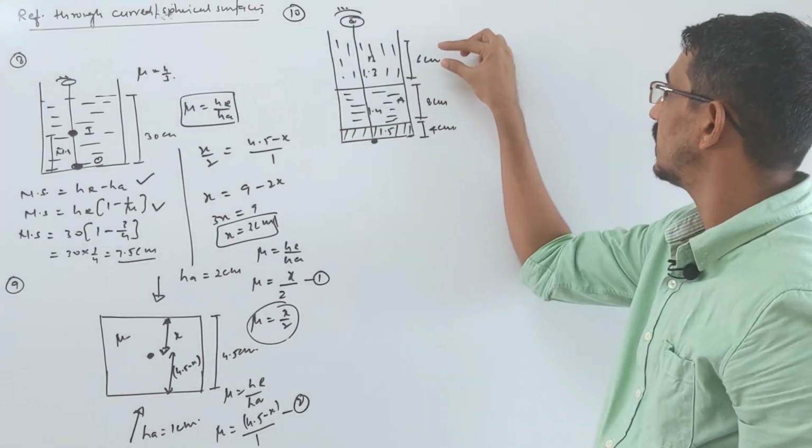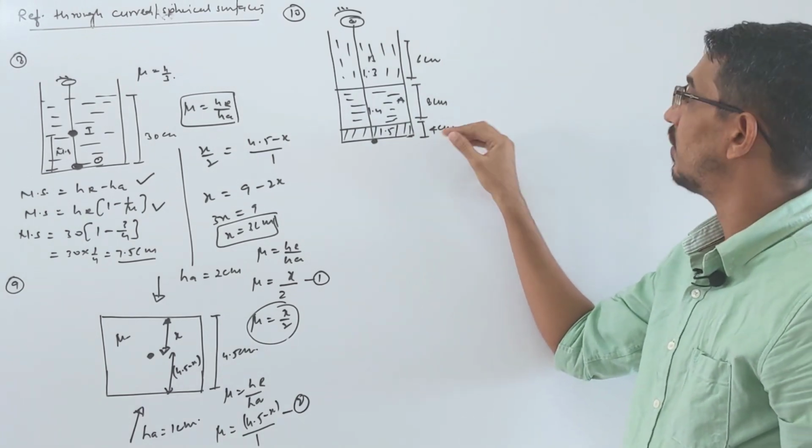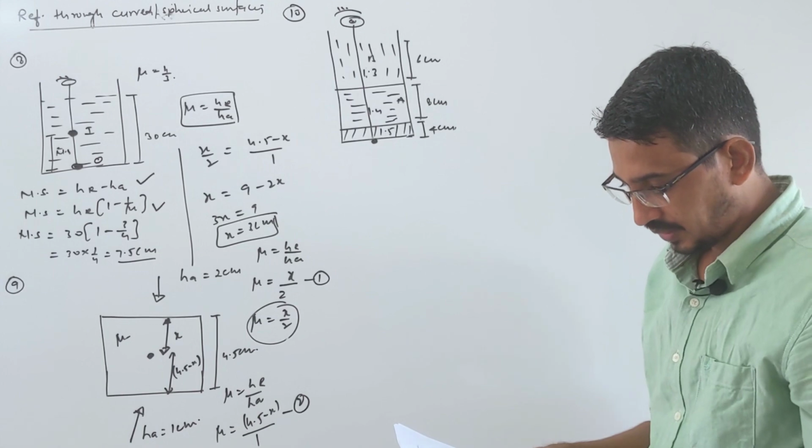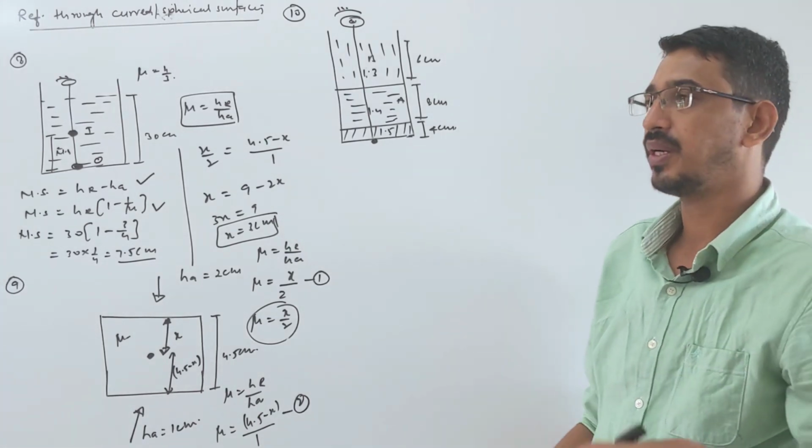Here's your eye. Then this is the real depth. What is the real depth? 6 plus 8 plus 4, right? So it becomes 18 centimeters. They are asking what is the apparent depth? Yes, they are asking what is the shift? Normal shift. They can ask you apparent depth also.